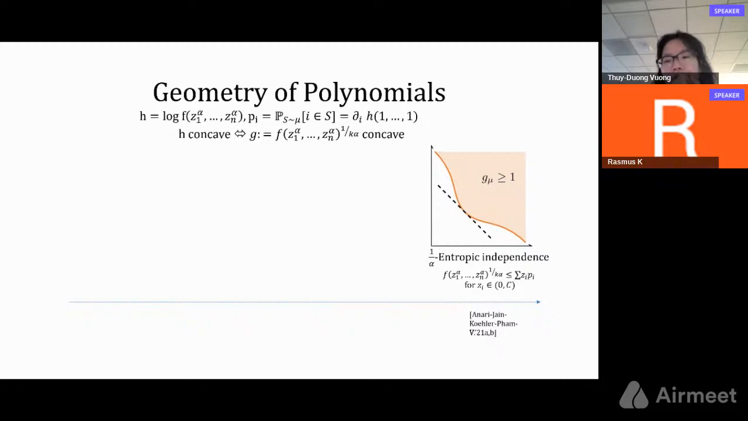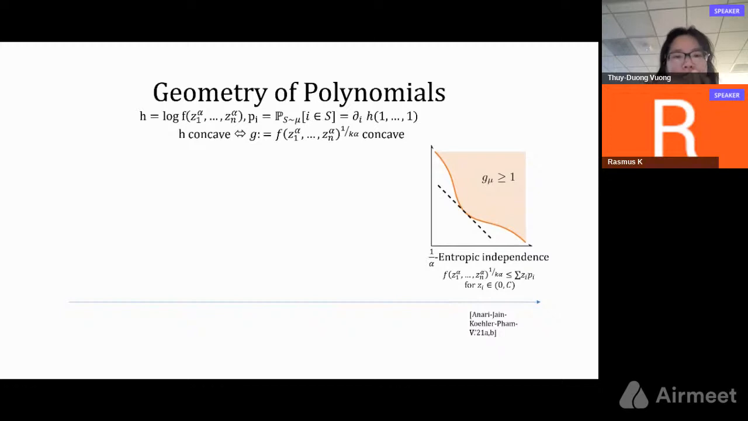So it turns out that we can view entropy independence in terms of a geometric property of this generating polynomial. We define h to be log of f evaluated at z_i raised to the alpha. Define p_i to be the marginal of element i, and this will be the same as the partial derivative at i of h evaluated at the all-ones point. Then we also define g to be f of z_i raised to the alpha, and then raise the entire thing to 1 over k alpha.